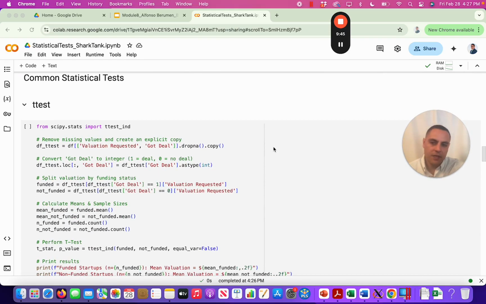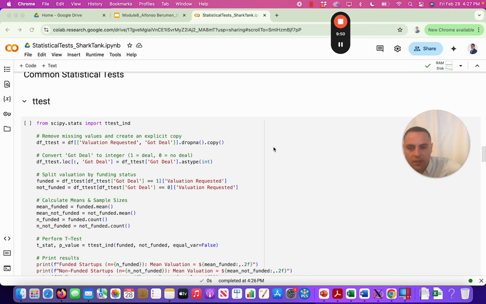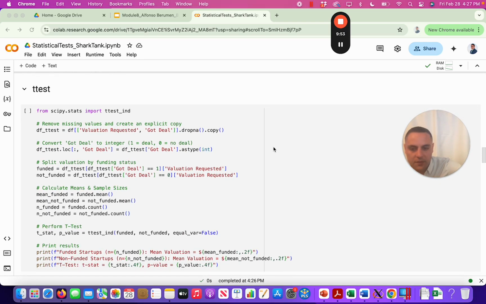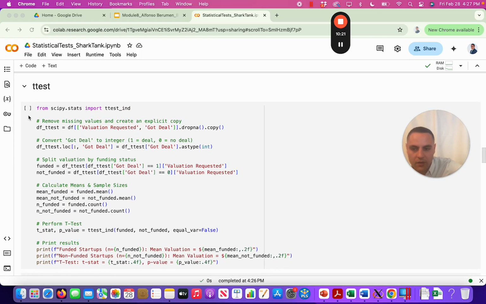So this is a t-test, and what we're trying to evaluate is: is there a statistically significant difference between the group that got a deal and the group that did not get a deal with respect to their valuation requested, right? So the dependent variable is the valuation, and the independent variable is whether they got a deal or did not get a deal. So we're going to go ahead and run this.